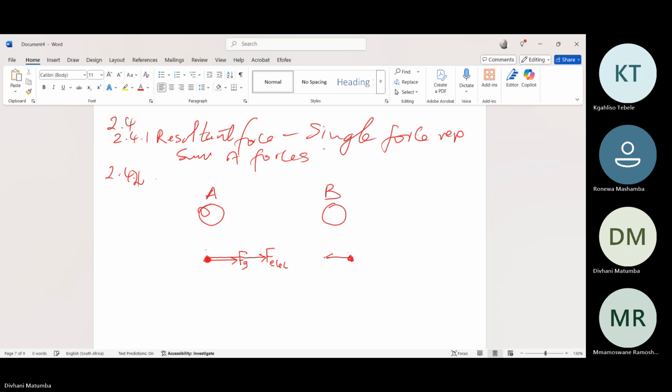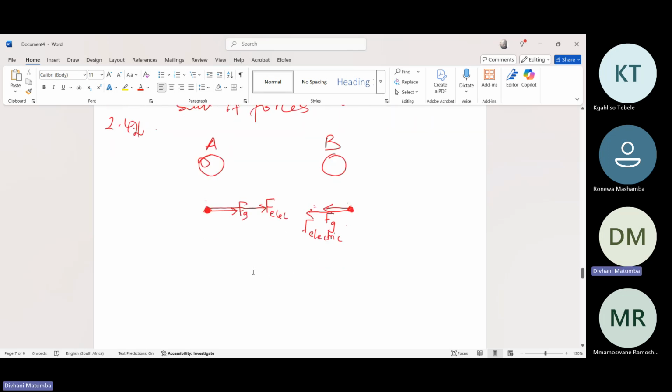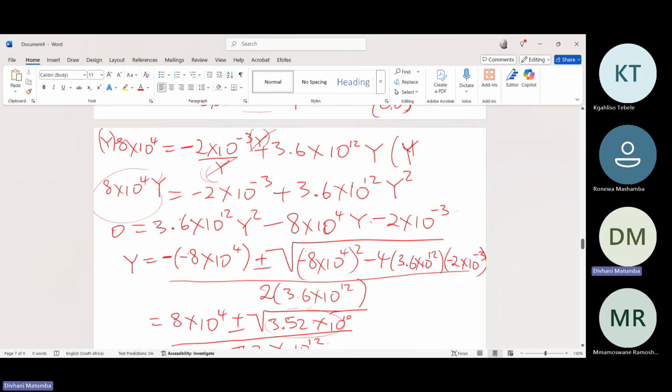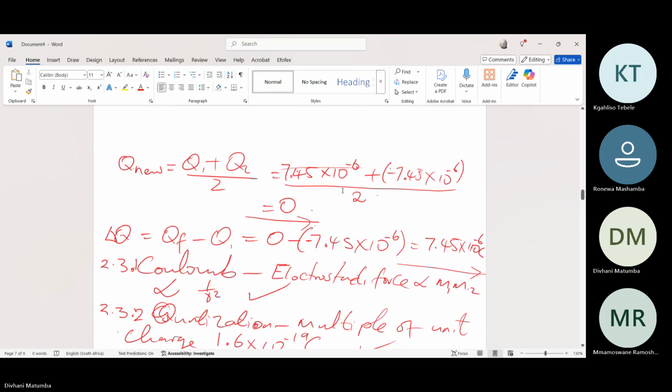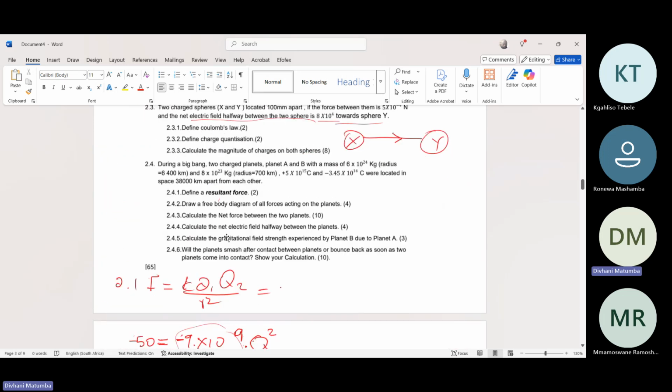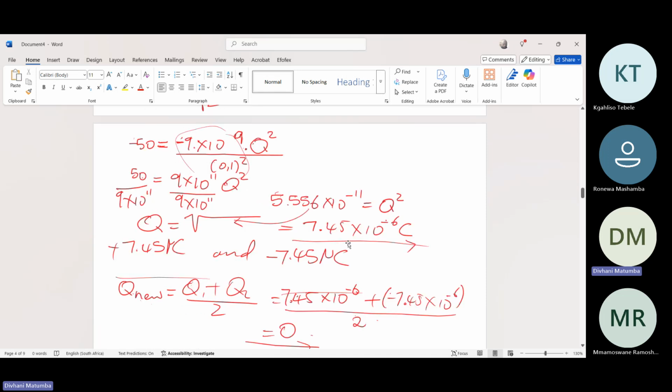We'll have Fg, the force of gravity, and also F electric. Those are the free body diagrams. And now, the question that follows, it says, calculate the net force between the two planets.